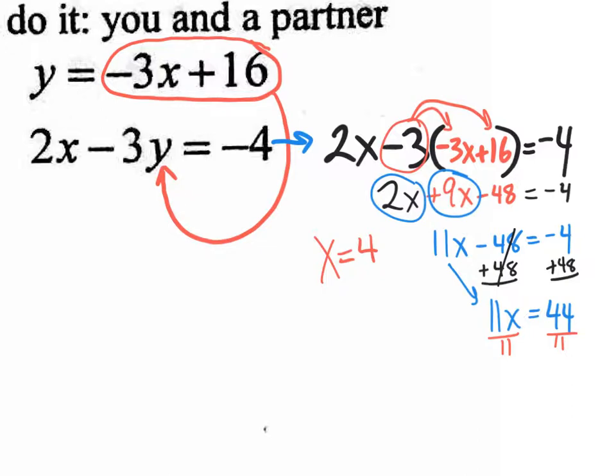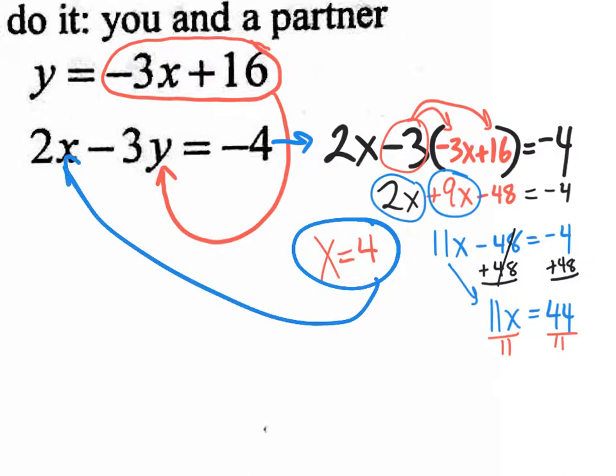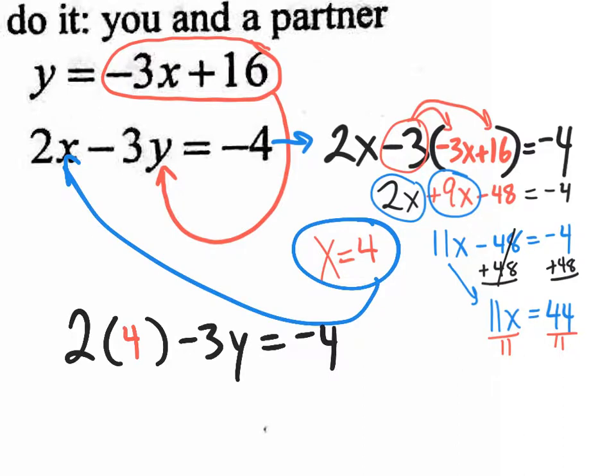But let's just say you don't want to go with the quickest route. Let's say you wanted to pick the bottom one. It doesn't matter which one you actually pick. You could pick the bottom one. Let me actually substitute the 4 right here into the x. So I would have 2x, which is 2 times 4, minus 3y equals negative 4. Okay, so 2 times 4 is 8. 8 minus 3y equals negative 4.